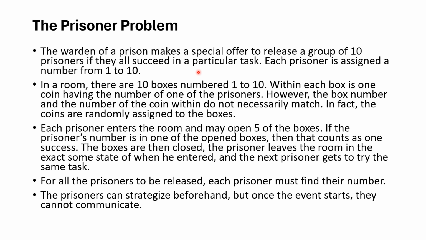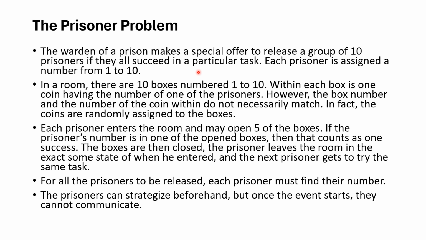So he would get 5 choices. Each prisoner would get 5 choices. If one of the boxes they opened had their number in it, that would be 1 success, and then that prisoner would leave and be taken somewhere else, so he couldn't communicate with the other prisoners. Second prisoner would go in, open 5 boxes, having no idea what the other prisoner had done, look at the numbers, and if his number came out, it would be success number 2, and then he would leave the room, and all the boxes would be closed, the room would be returned exactly as it was, and that would have to happen 10 times in a row.